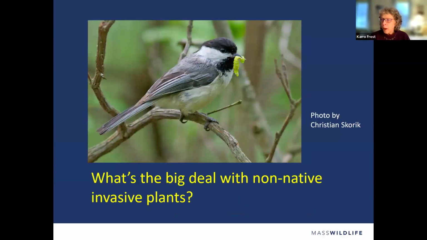So my first slide here is a chickadee with a caterpillar ready to go. And this is going to help me tell you what the big deal is with the non-native invasive plants that we have coming into our landscape.